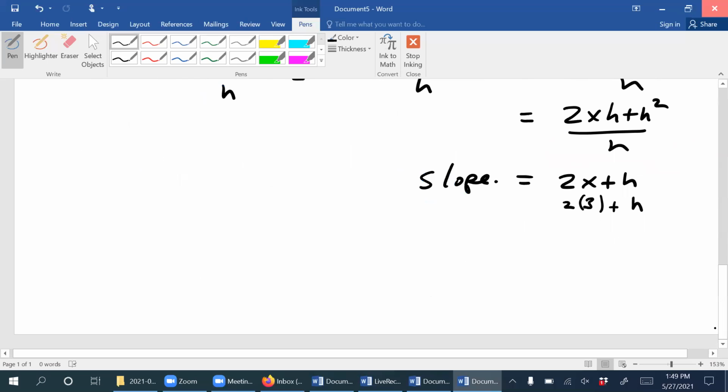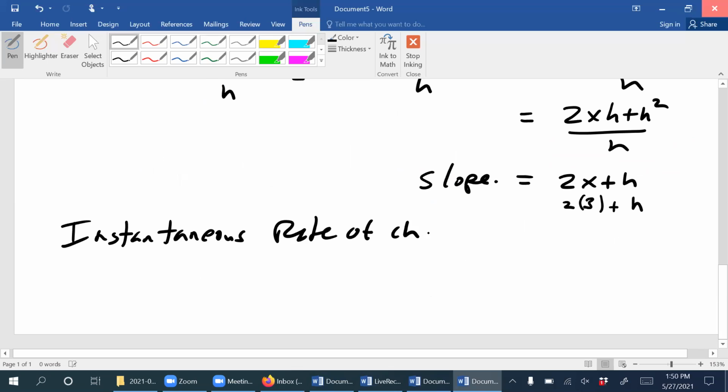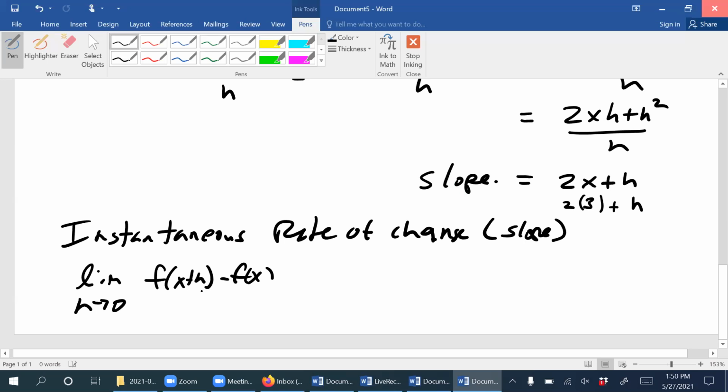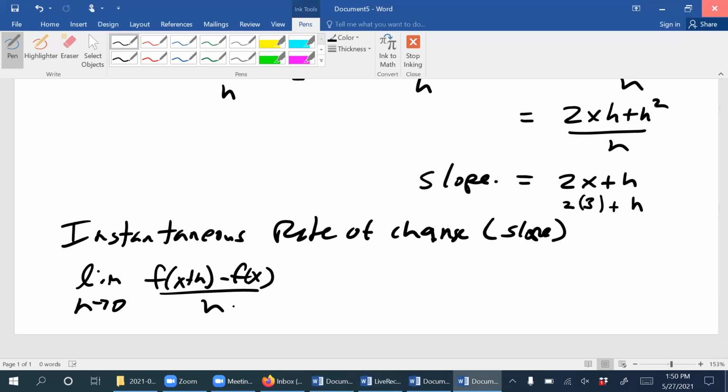Here is our rule, instantaneous rate of change, which we can see is also slope. We're going to say the limit as h gets closer to 0 of f of x plus h minus f of x all over h. So this is the formula that we are going to use today to find out what is the instantaneous rate of change.